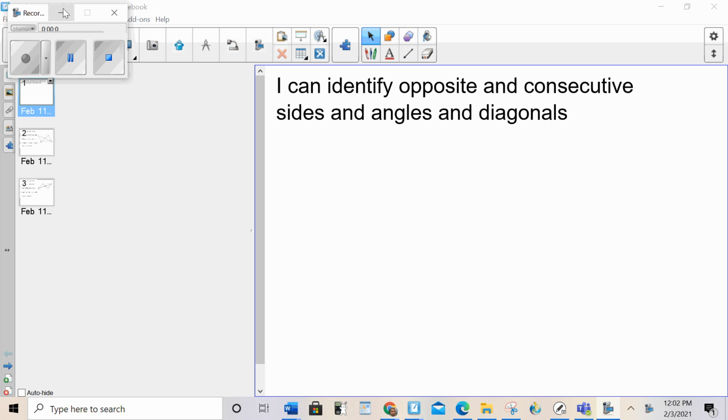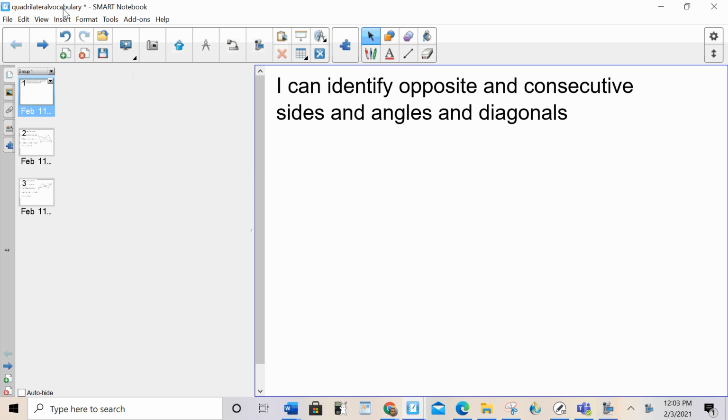Hello everybody, today I can identify opposite and consecutive sides and angles and diagonals. This is a very short but very important lesson for what we're going to be doing next. If you don't understand this vocabulary, then you're going to have a very hard time with the quadrilateral properties, so that's why we're going to spend a few minutes right now and work on our vocabulary. So let's just start with what opposite and consecutive means.